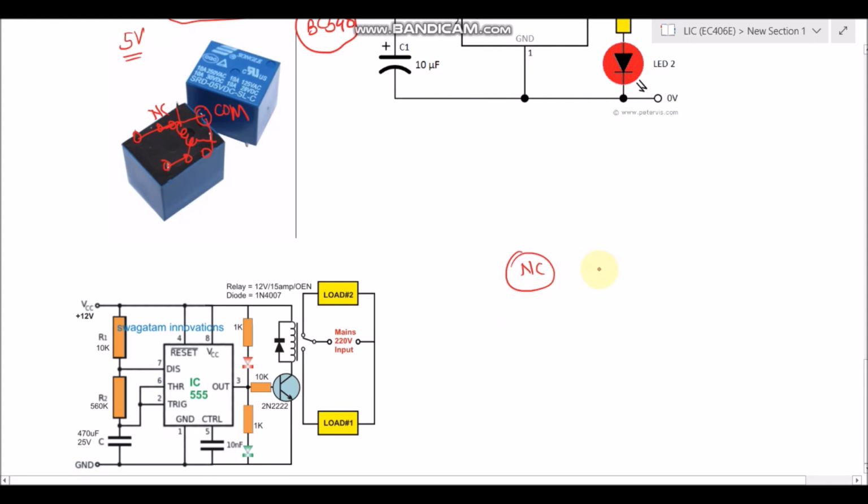So what we see is, without giving the trigger, due to this normally closed switch, the lamp will glow. It will remain on without the trigger pulse. Once we give the trigger, this NC will be converted to NO, and thereby this LED or lamp load will be off for a time decided by 1.1 RC.